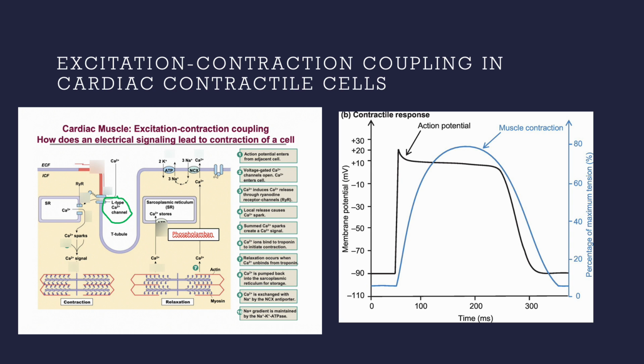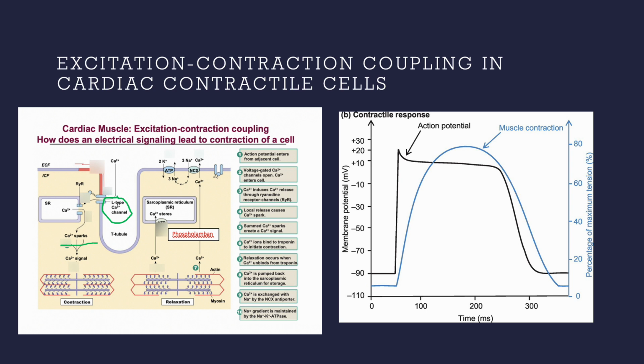And then a second, much larger release called a Ca2+ spark is induced by this initial calcium release through special channels called ryanodine Ca2+ channels. This large increase in cytosolic calcium then triggers the troponin-tropomyosin complex to be released from the myosin binding sites in cardiac sarcomeres, allowing cross bridges to form and enabling muscle contraction.